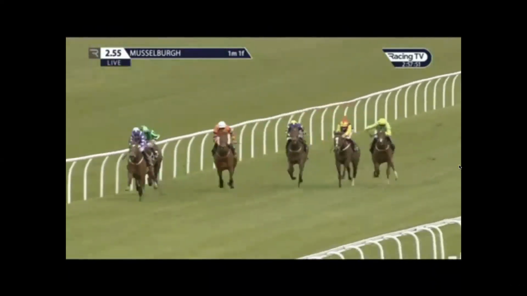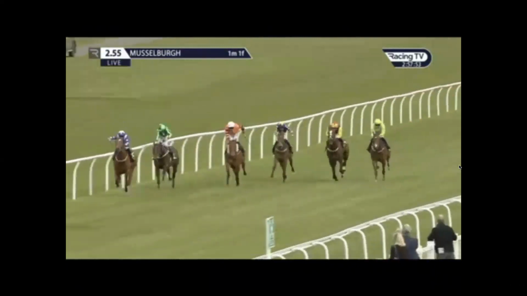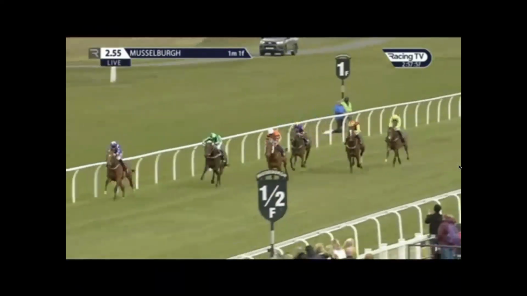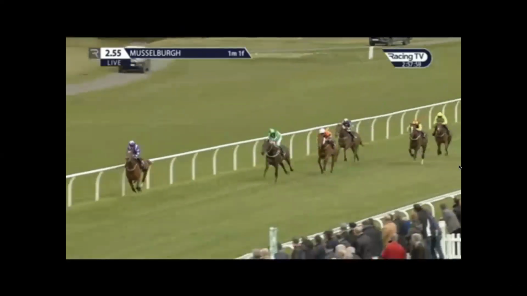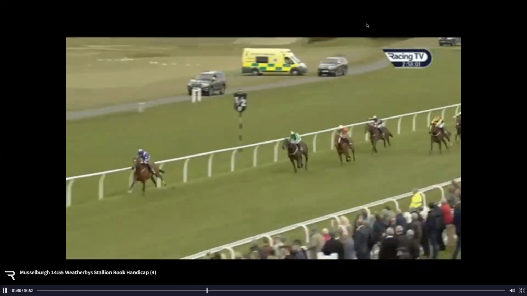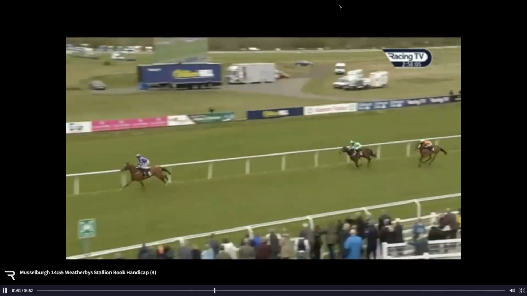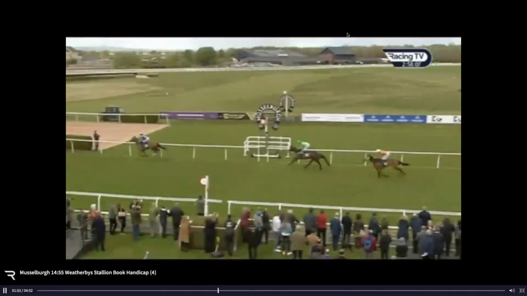Coular Forest, Hannigan hit the button and he goes away. Coular Forest now 3 lengths clear of Must Have Done and Zeshoff entering the final 100 yards. And this is quite impressive from Coular Forest. They'll make it back-to-back wins here at Musselburgh. He'll win easily for Richard Fahey and Paul Hannigan. Looks a nice colt.